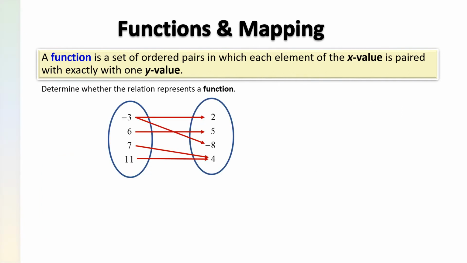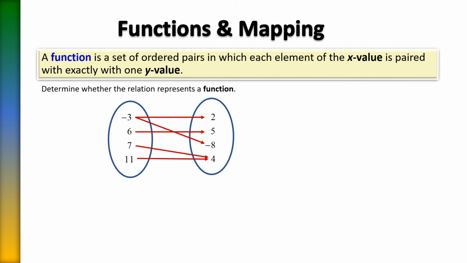In this example, we're asked to determine whether the mapping relation represents a function. So recall that a function is a set of ordered pairs in which each element of the x value is paired with exactly one y value. So first of all, the quick definition is that you can't have two or more of the same x value. So let's put that to the test. Let's look at our ordered pairs.